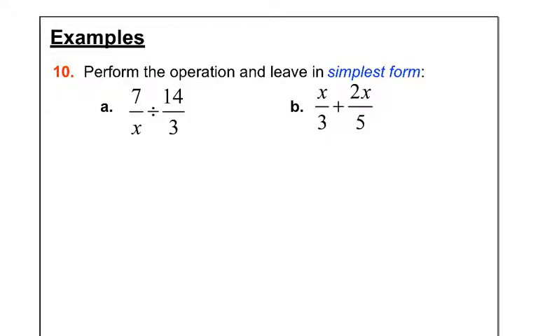All right, last 2 examples for you, friends. Can you go and try number 10a and b on your own? Pause the video, and I'll meet you back here and we'll see how you do. Good luck.